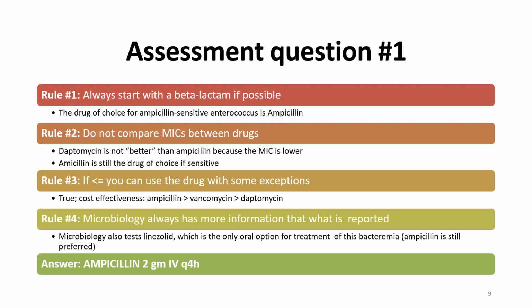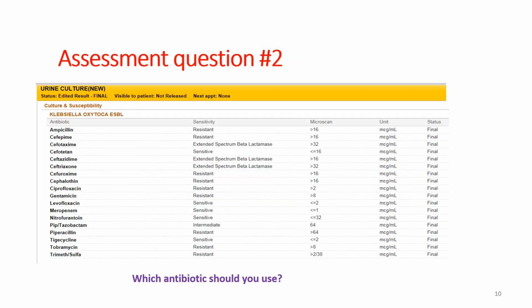Also consider rule number four, that microbiology has more information. So microbiologists can also test for linezolid, which is the oral option. But still ampicillin will be preferred seeing the cost effectiveness, and ampicillin will be the drug of choice for this case. This is how microbiology reports are interpreted.